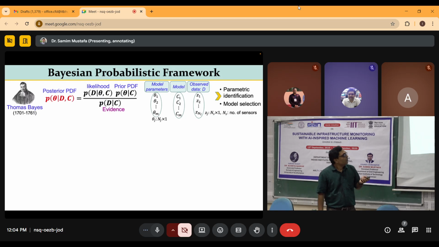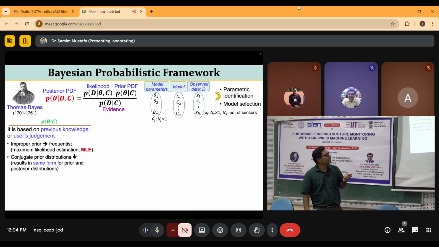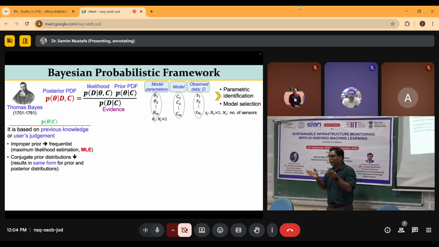As I said, the Bayesian probabilistic framework can be used for both purposes. One is parametric identification, that is, evaluating the updated uncertain model parameter based on observed data, and another is model class selection, where C is the best fitted model. Let's try to understand all of these. First is the prior PDF, probability of theta conditioned on C. It is the prior PDF, meaning any prior information, right?